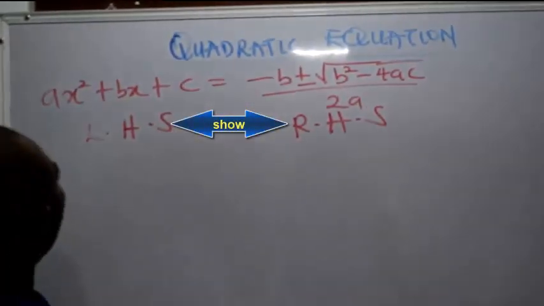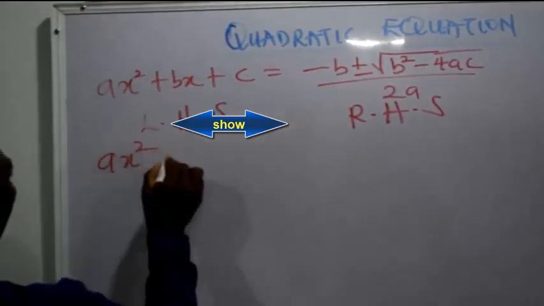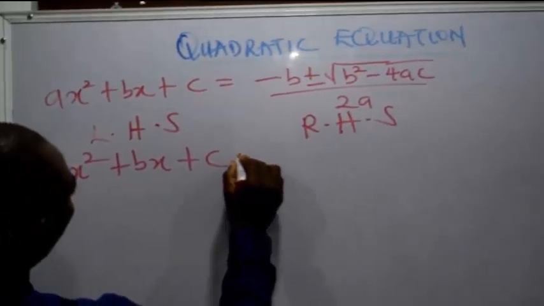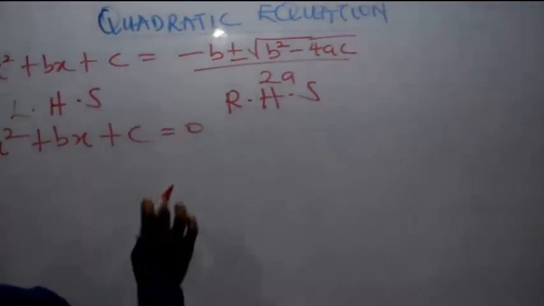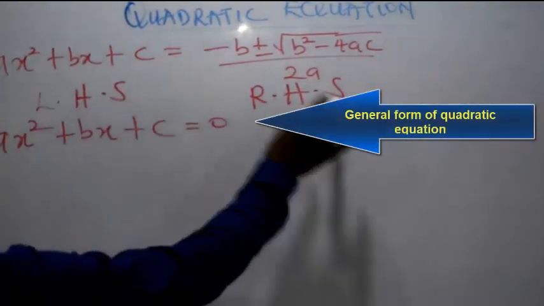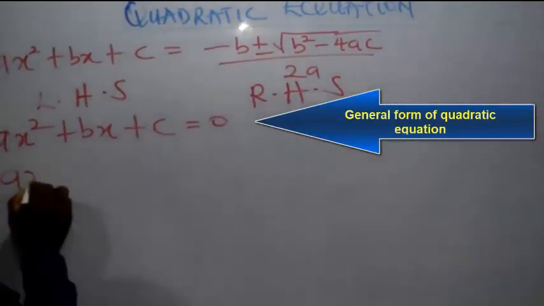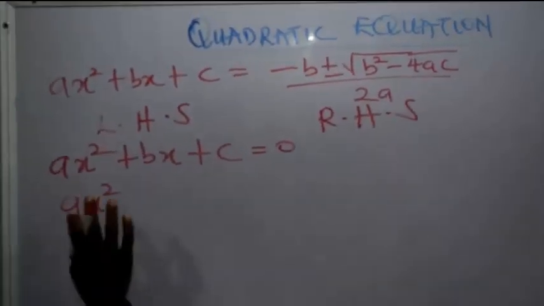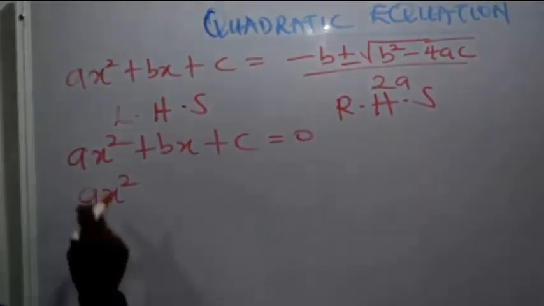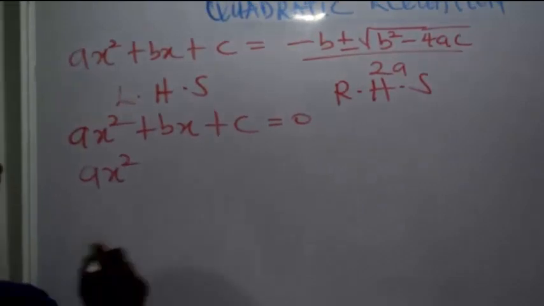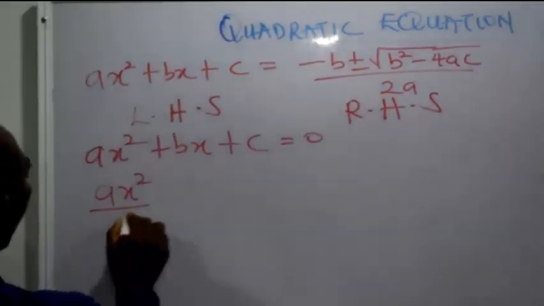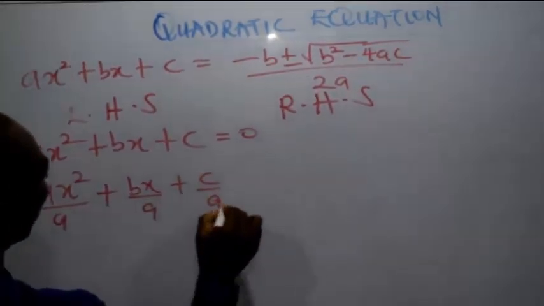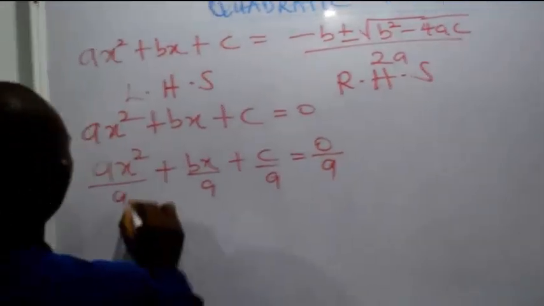So we are going to start from the general form of quadratic equation, ax squared plus bx plus c. Let's make this equal to 0. Now from here, we are taking the constant value to the right hand side. To go about this, the first thing is to divide all with the coefficient of x squared, which is a. So that becomes ax squared divided by a plus bx divided by a plus c divided by a equals 0 over a.